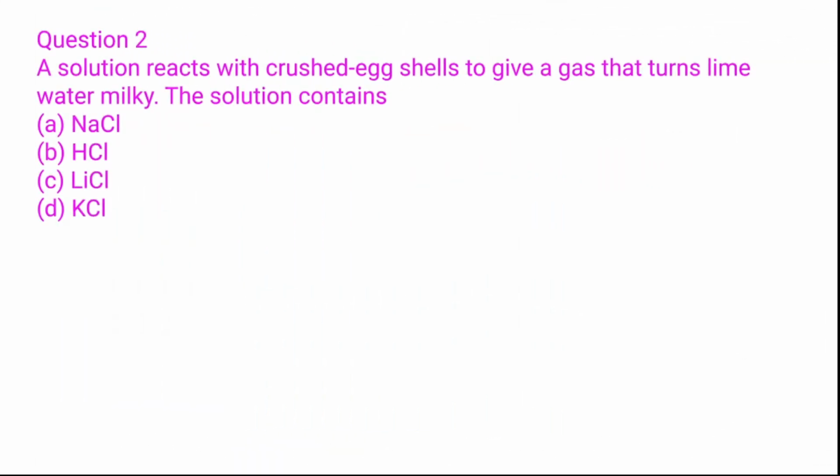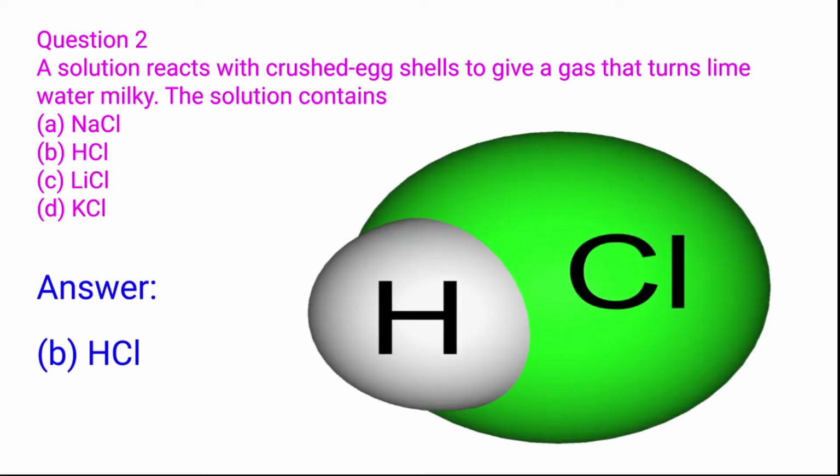Question number 2. A solution reacts with crushed egg shells to give a gas that turns lime water milky. The solution contains NaCl, HCl, LiCl or KCl. And the answer is HCl, hydrochloric acid. Third question.